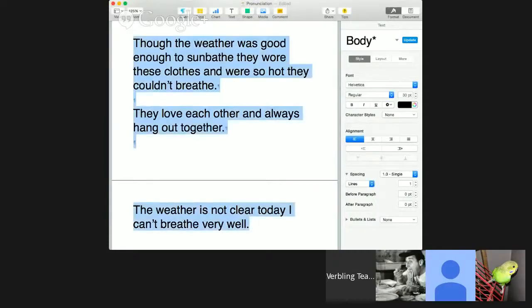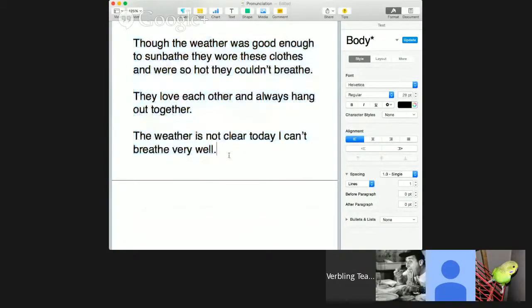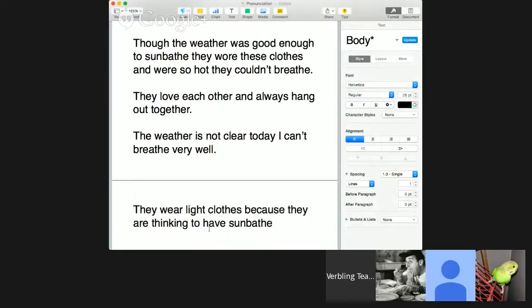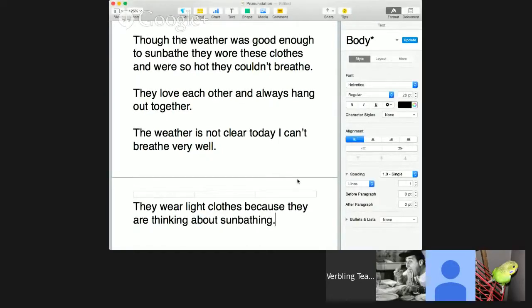I'm going to make it a tiny bit smaller so we can fit it on. Thank you, Salvatore. They wear light clothes because they are thinking to have, let's change that so we've got the grammar correct, thinking about sunbathing. There you go. All right, Salvatore, could you go first? Go for it, the long tongue twister.